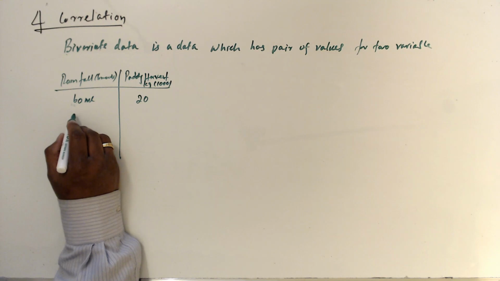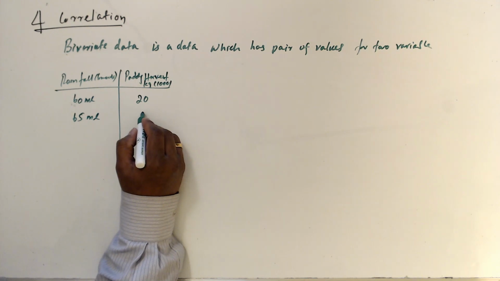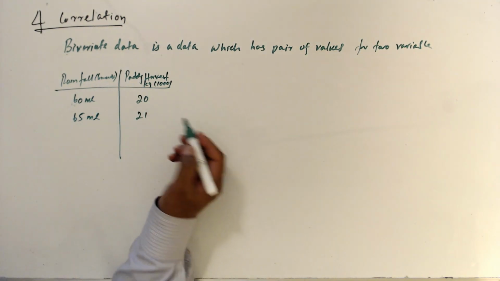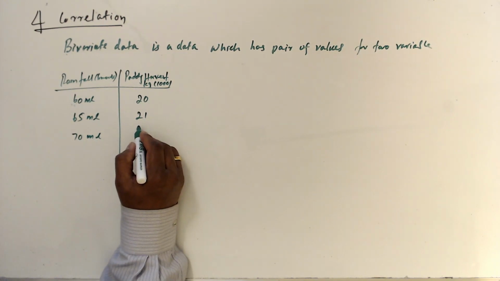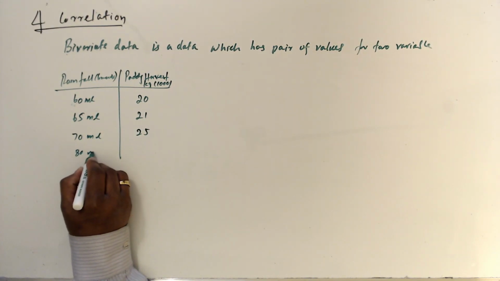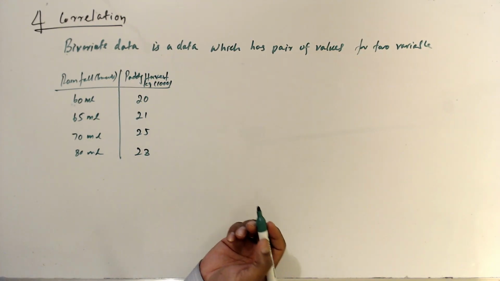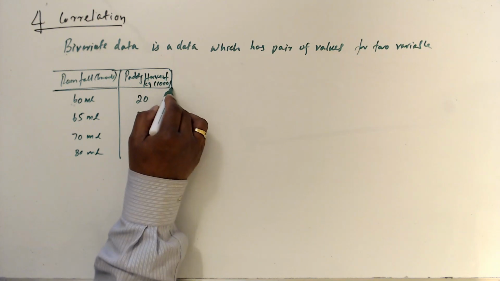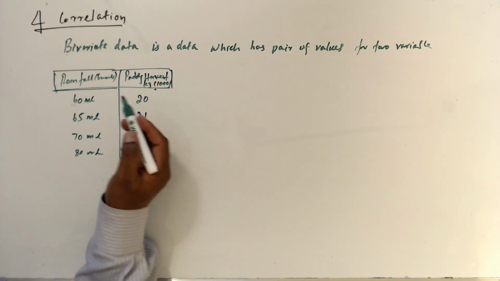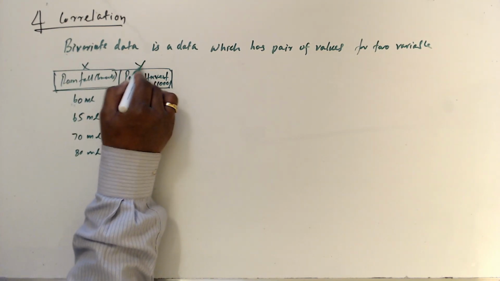If this is 65 milliliter, the paddy harvest is going to be 21,000, and at 70 milliliter, assume 25,000, and at 80 milliliter, it is going to be 28,000. So likewise, rainfall is one variable and the paddy harvest in kilogram is another variable. Assume this variable is x and this variable is y.